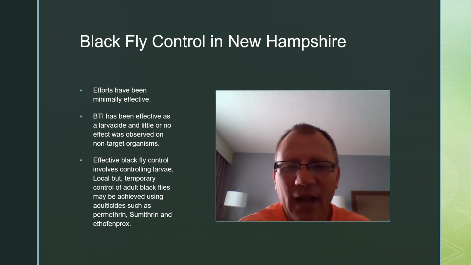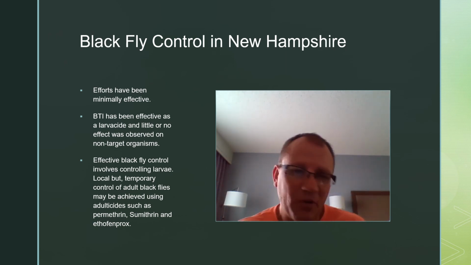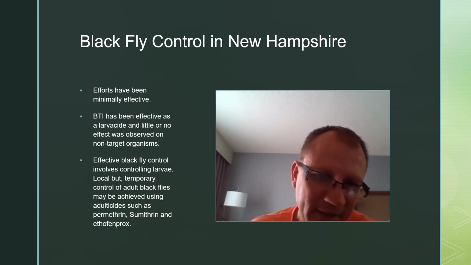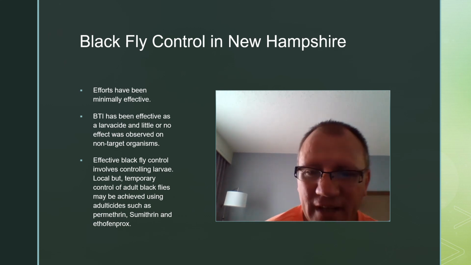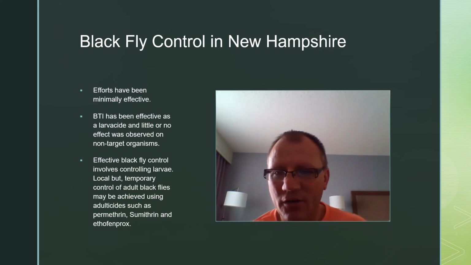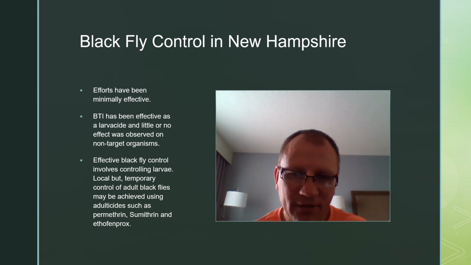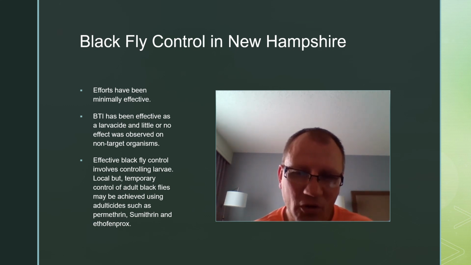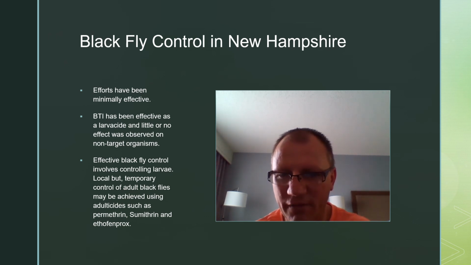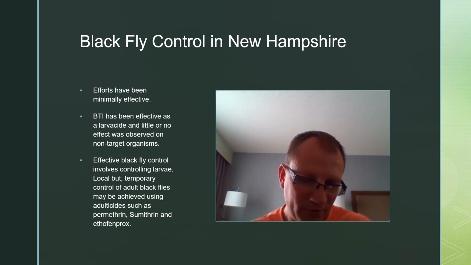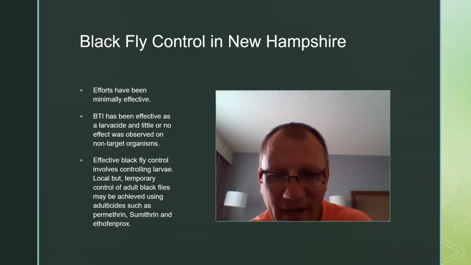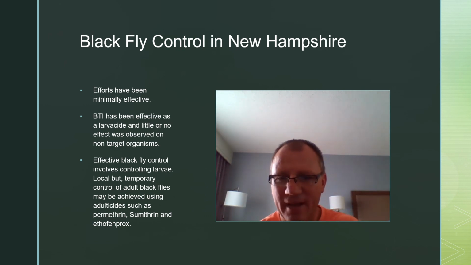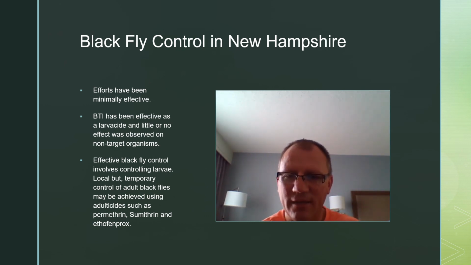Looking at black fly control in New Hampshire, efforts have actually been minimally effective. BTI has been effective as a larvicide, and little or no effect was observed on non-target organisms. Effective black fly control involves controlling larvae. Local but temporary control of black flies may be achieved by using adulticides such as permethrin, resmethrin, or etofenprox.